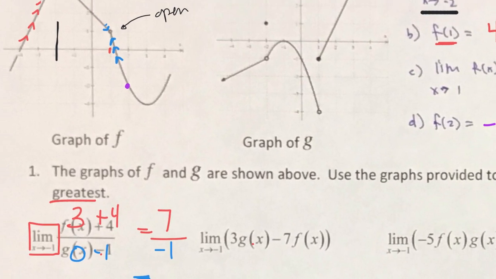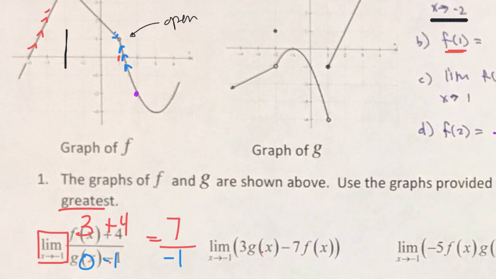Okay, so another property, here we have 3 times the limit of g of x, once again, as x approaches -1. So the g function was 0, and the f function was 3, correct? So this is 0 minus 21, which is -21.